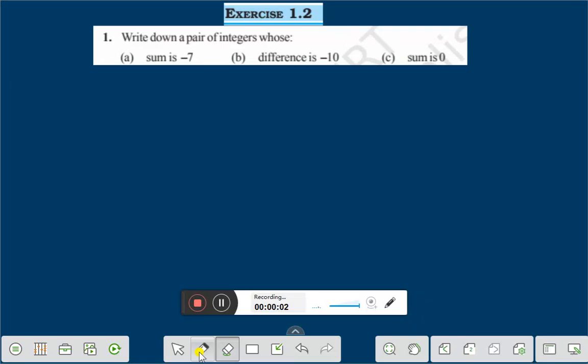Hello everyone. Today we shall discuss exercise 1.2 question number 1. Write down a pair of integers whose sum is minus 7.